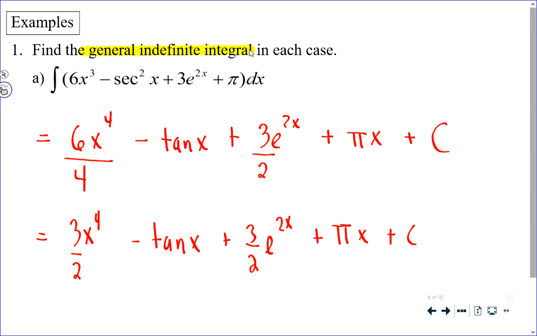You differentiate 3x to the 4 over 2, it will give you 12x cubed over 2, which is 6x cubed. That's correct. Minus the derivative of tan is secant squared. That's correct. Plus the derivative of 3 halves e to the 2x would be 3 halves e to the 2x times 2, which gives you 3e to the 2x, also correct. Plus the derivative of pi x, which is pi, and the derivative of our constant c is 0, so this is our answer. It's correct.